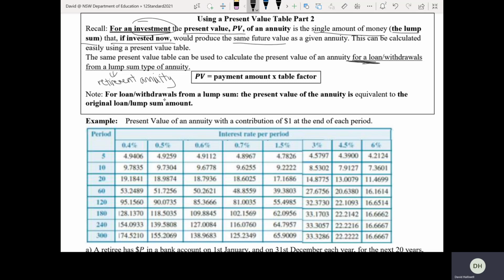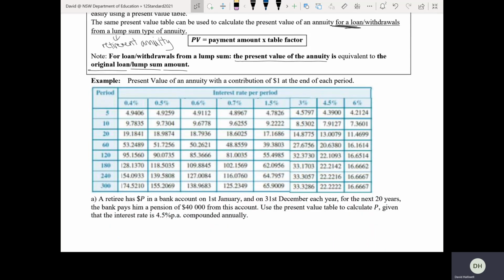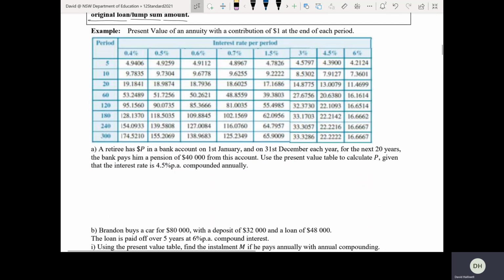Well, this is the way we interpret it. The present value of the annuity for the loan is equivalent to the original loan amount, or the original lump sum amount. That's the interpretation. If you have that interpretation in your head, you'll be able to do all sorts of questions. Let's do two examples here. So, present value of annuity table, we're going to be using this one.